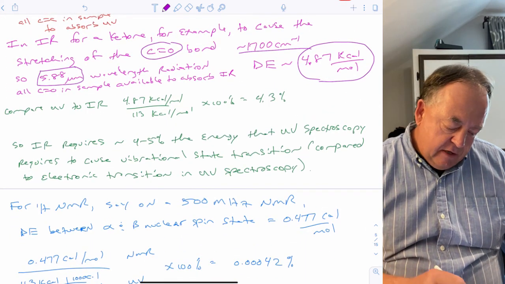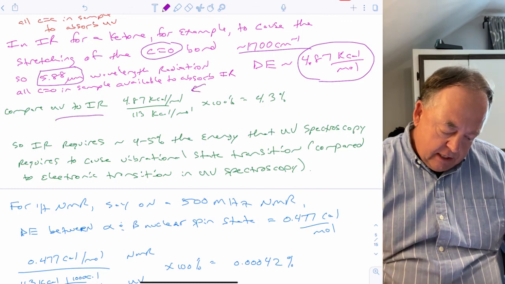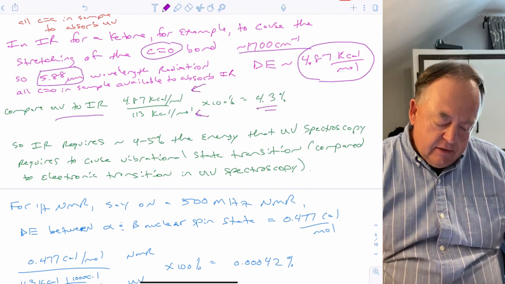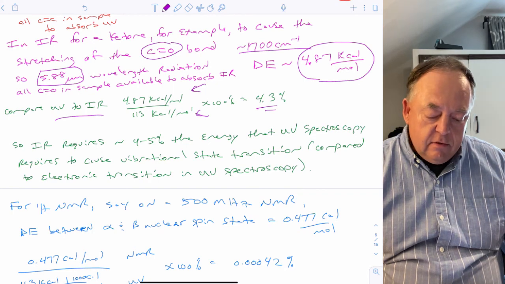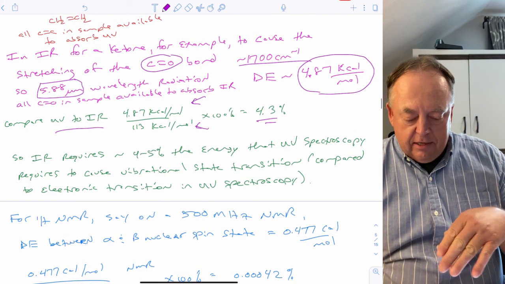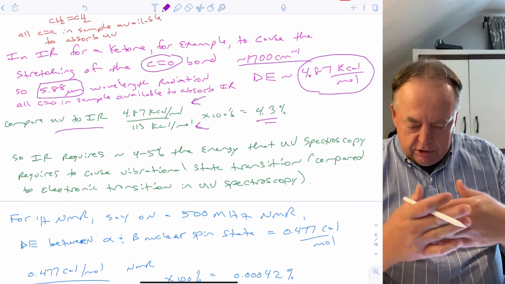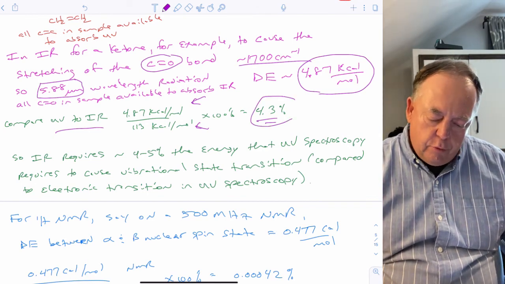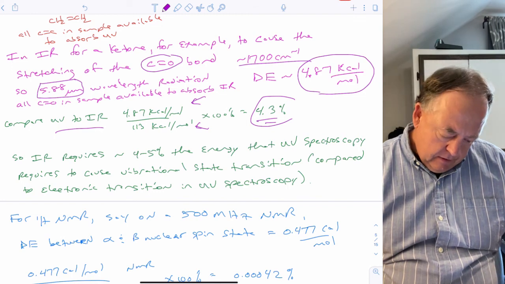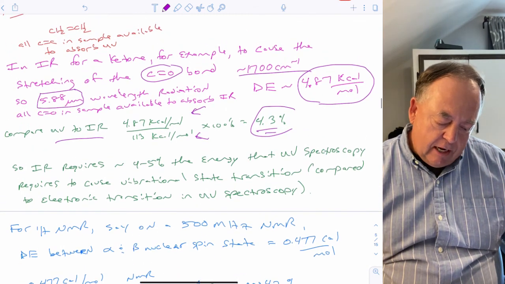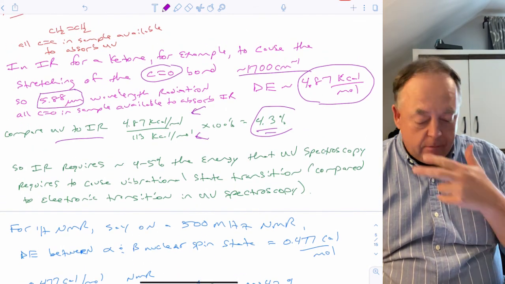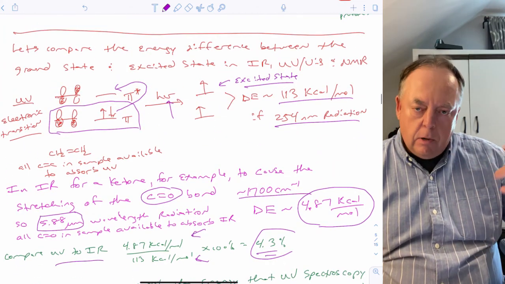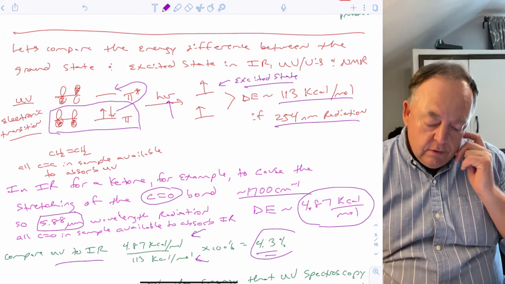So comparing UV to IR, 4.87 divided by 113. To cause the molecule to go from the ground state to the excited state in IR, which is the vibrational mode, it only requires about 4.3% as much energy. So it's much easier to excite a molecule in IR, the vibrational mode, than it is to promote an electron to a higher energy orbital.